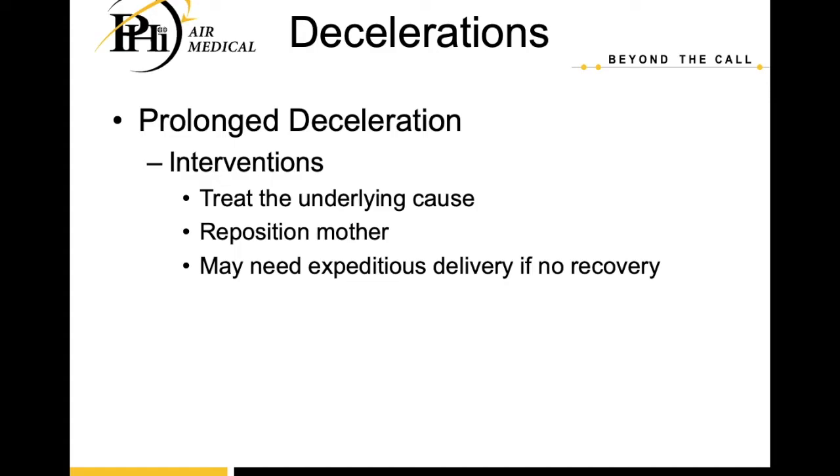So when we see prolonged decels, we definitely need to be doing something. We're going to be treating the underlying cause. Is it from maternal hypotension? Is it from persistent cord compression or cord prolapse, which is the most common reason to see prolonged decels? Do we need to reposition mother? Do we need to insert 2 gloved fingers into the vaginal opening to try to decompress that cord, lift the head off of that cord? And do we need to think about an expeditious delivery if we can't fix the hypotension or the cord compression that is causing this?